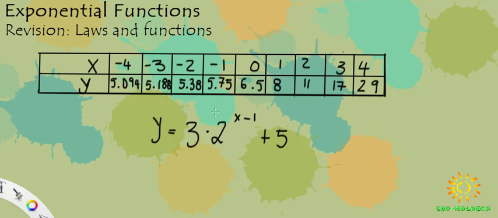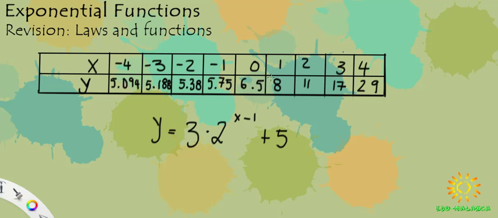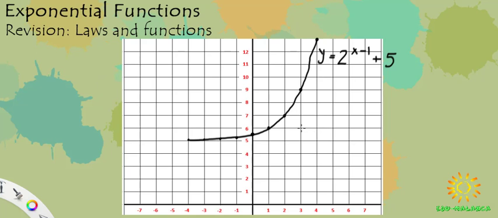So we're going to draw this function on the same graph where we drew the function where y is equal to 2 to the power of x minus 1 plus 5, but we'll use a different color. So let's get started. We'll again start with the y-intercept value. When x is 0, y is 6.5. So let's plot that over here, 6.5.